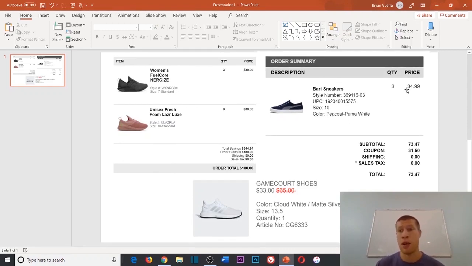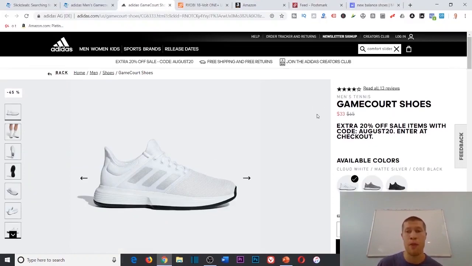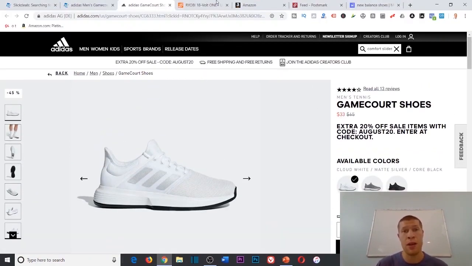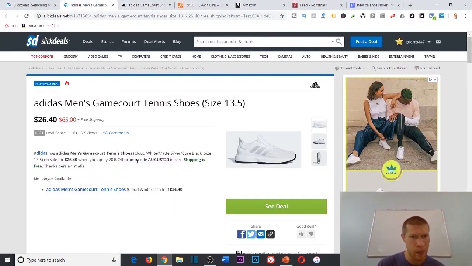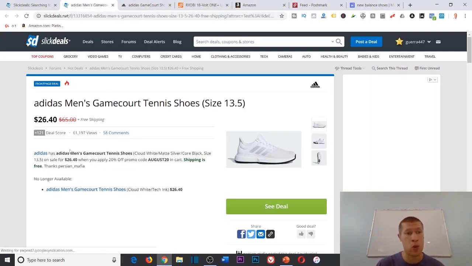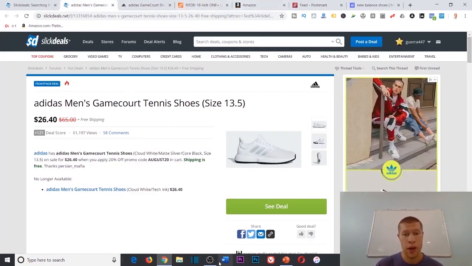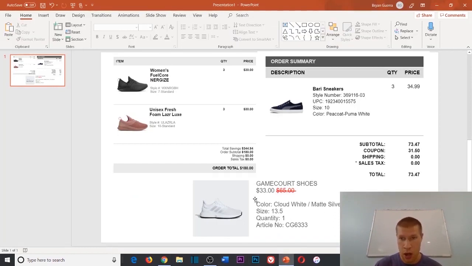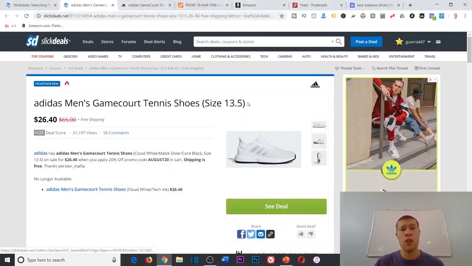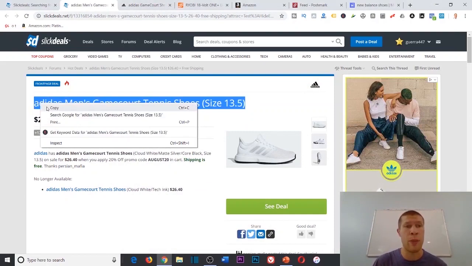Here's another example right here, $34 or $35 for each pair for a grand total of $73.47. I'm gonna flip all these back on Poshmark and Mercari, probably for like $60 to $70, and make that markup. So let me show you an example of how you would potentially do this. These are $33 right now with a coupon code of August 20. You would get them for $26.40 to your door, as you see here. Maybe it was only 33, but I'm pretty sure I used the coupon code for those to get them for $26.40.